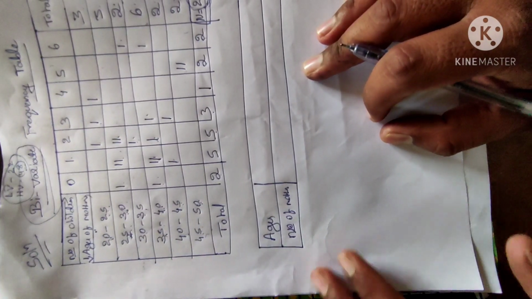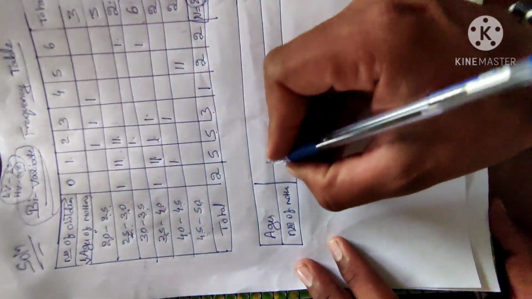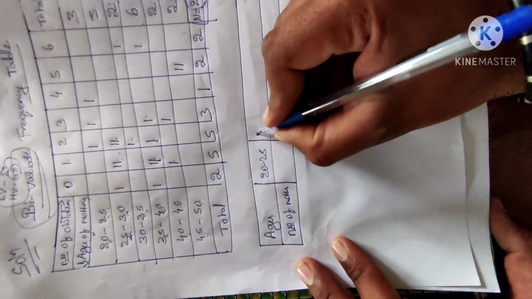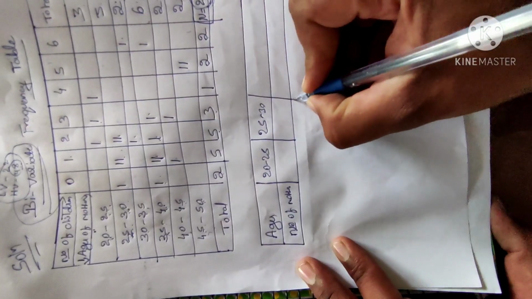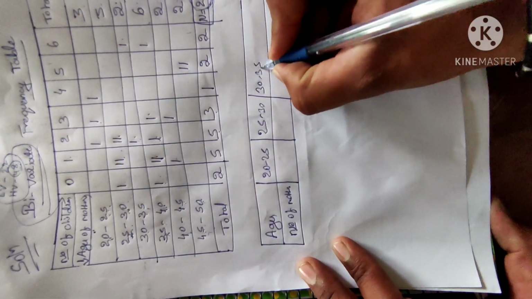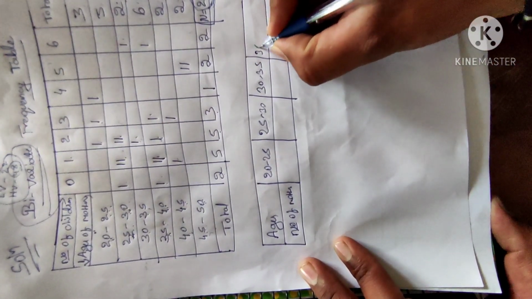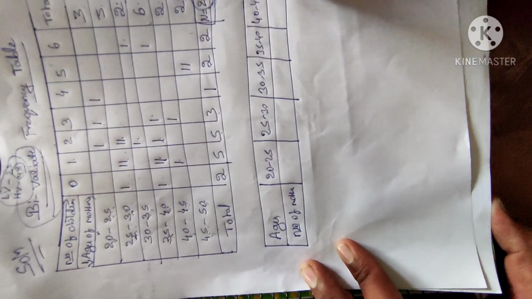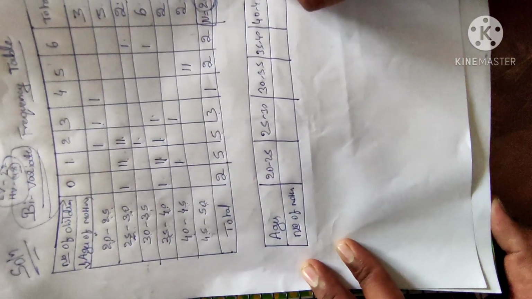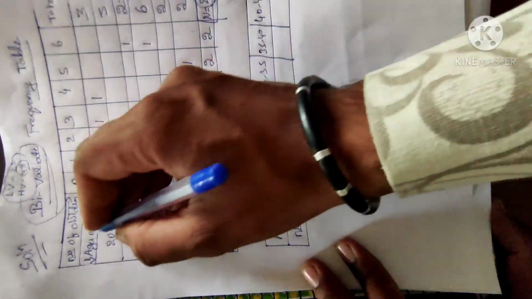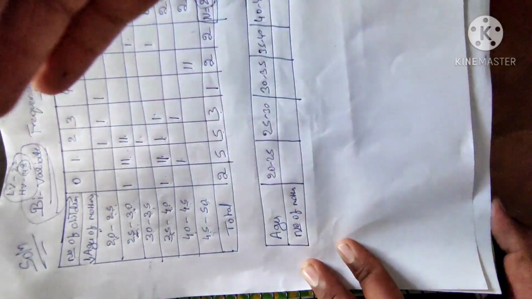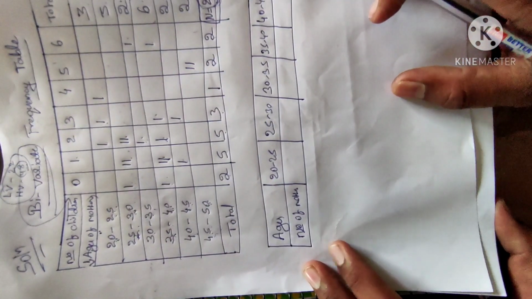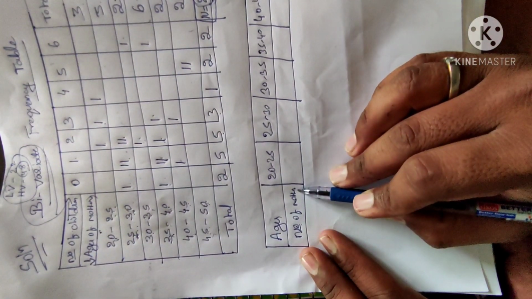Let us know about the age 20 to 25. Next 25 to 30. Next 30 to 35. Next 35 to 40. Next 40 to 45. Next 45 to 50. This is the age information. Bivariate data I am converting into an individual marginal frequency of ages of mothers. So next we should write the number of mothers.